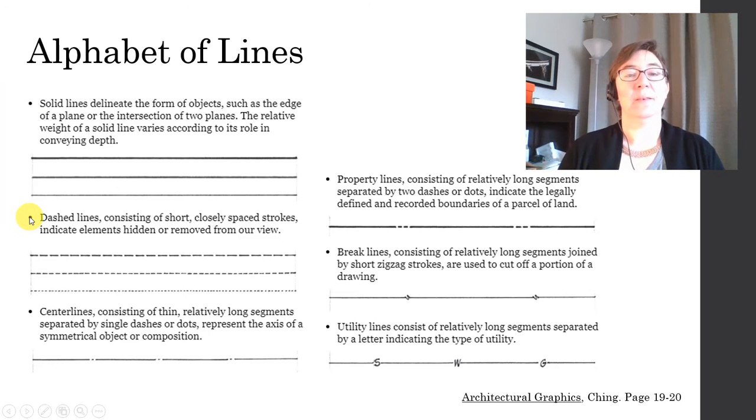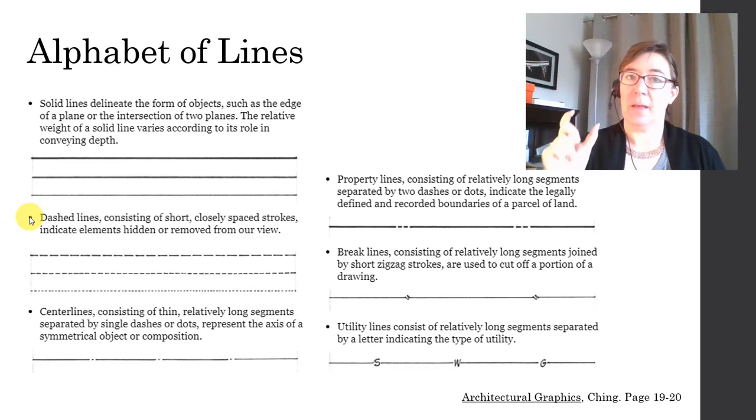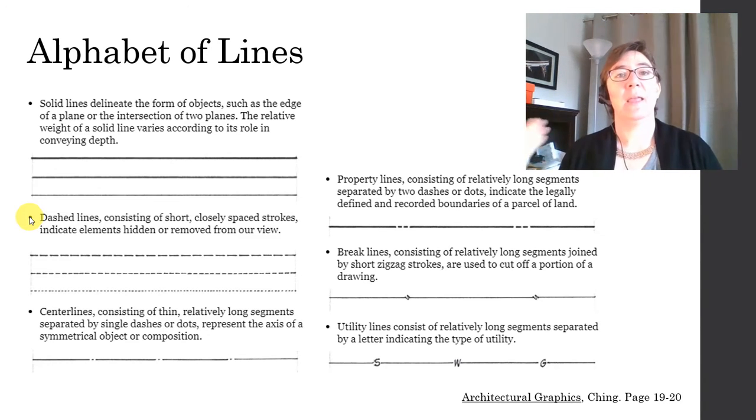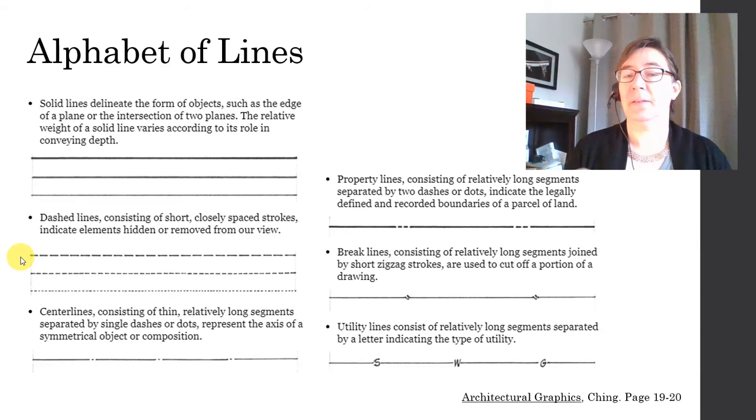Next is dashed lines. We call them hidden lines. Short, closely spaced strokes, and they indicate things that are hidden from our view. But take a look, you can have different scales of dash, and that might indicate different things in your drawing.